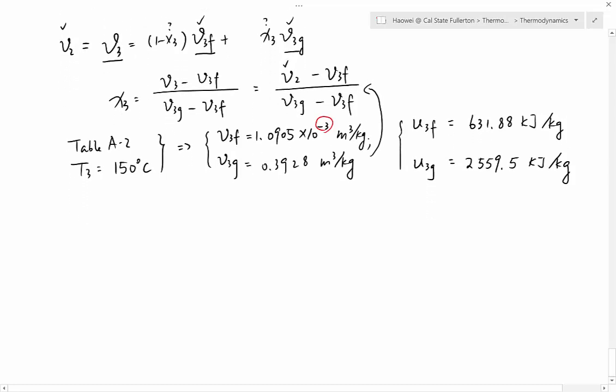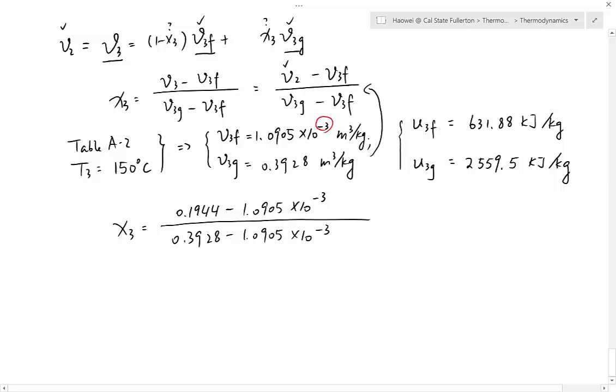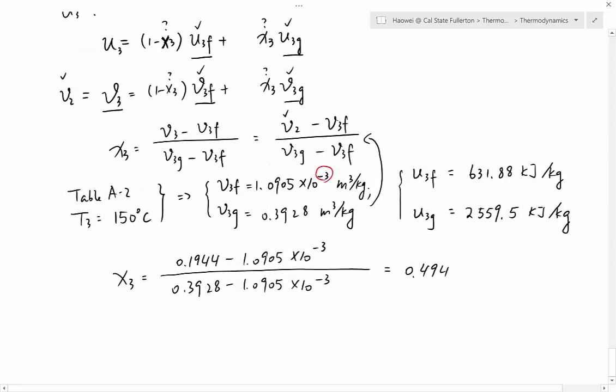So now I can plug those nu 3F, nu 3G back into this equation and find x3. So what is x3? x3 is equal to nu 2, which we found from earlier, it's 0.1944, minus nu 3F, divided by nu 3G minus nu 3F. So our solution for quality is 0.494, and quality doesn't have a unit.